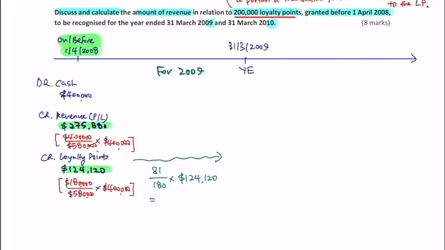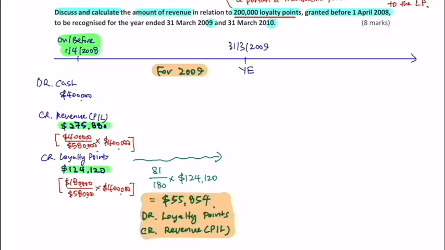The company has discharged the obligations. We must account for this as revenue, 55,854. The entry you have to pass is debit loyalty point or contract liability and credit revenue to profit and loss for the year 2009.